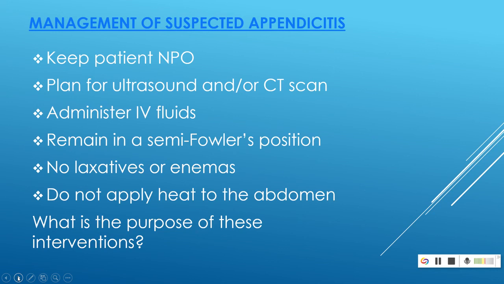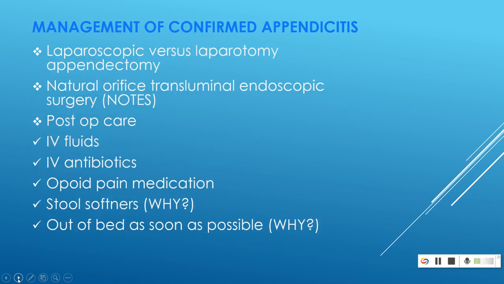We do not want to apply heat to the abdomen. What does heat do? Heat dilates. We do not want to dilate the appendix, the cells of the appendix, and have more blood flow to an area that is already more swollen. It's already swollen. That would increase the pressure.